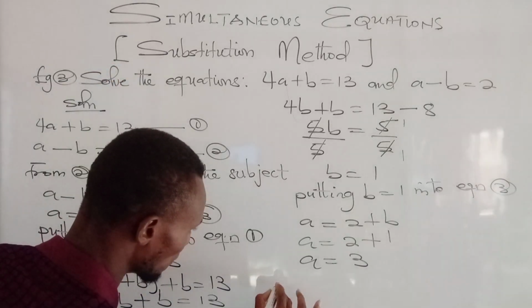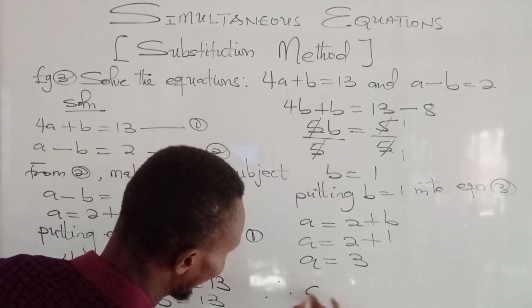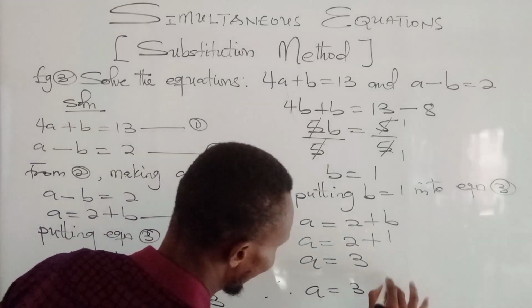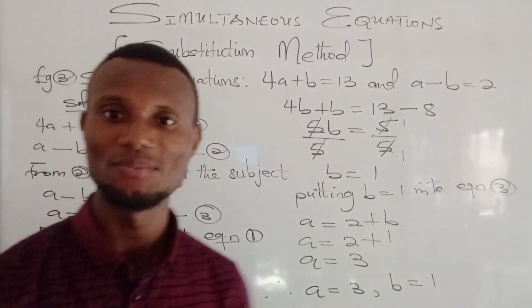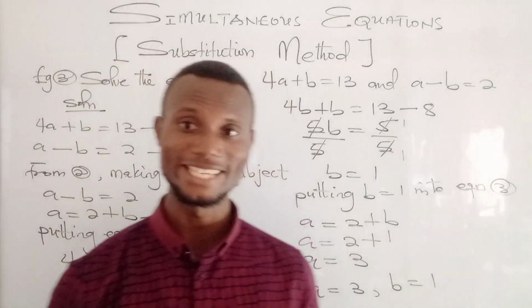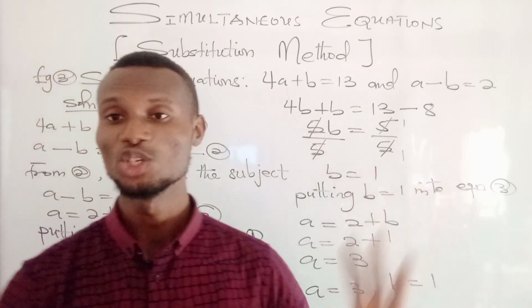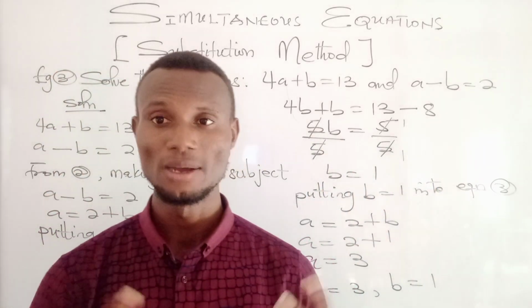So we can conclude by saying therefore our a equals 3 and our b equals 1. And that is the final answer for solving the simultaneous equation on the board using the substitution method.